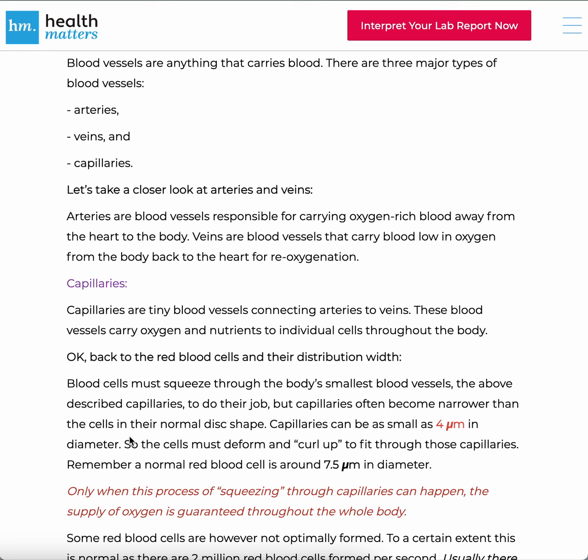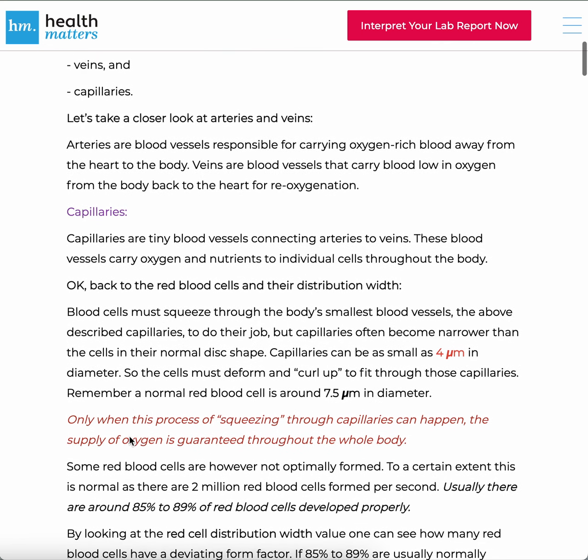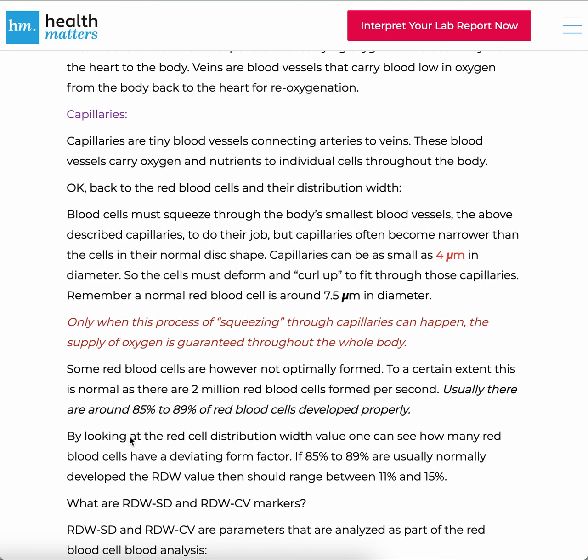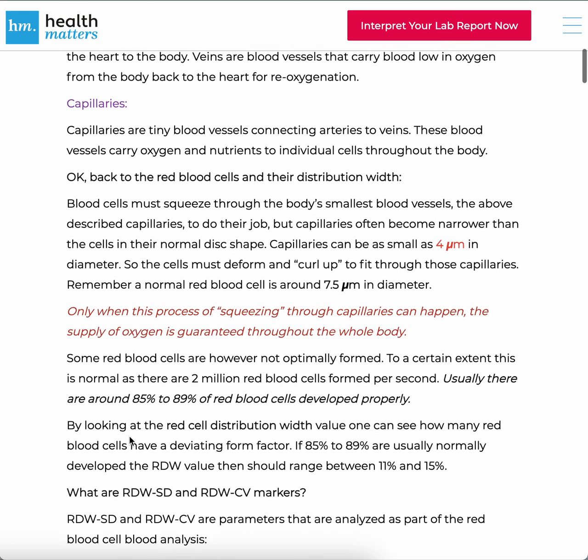Remember, a normal red blood cell is around 7.5 micrometer in diameter. Only when this process of squeezing through capillaries can happen is the supply of oxygen guaranteed throughout the whole body. Some red blood cells are, however, not optimally formed. To a certain extent, this is normal, as there are 2 million red blood cells formed per second. Usually, around 85 to 89% of red blood cells develop properly.